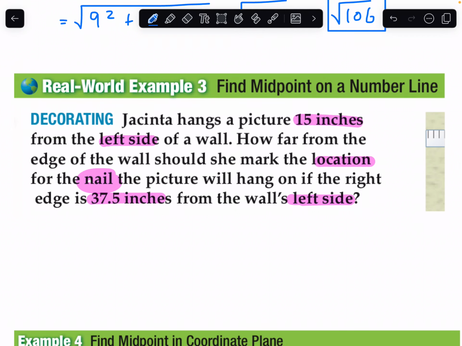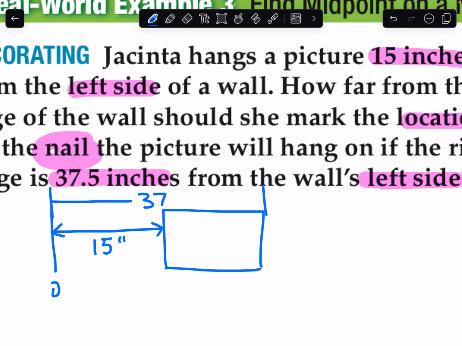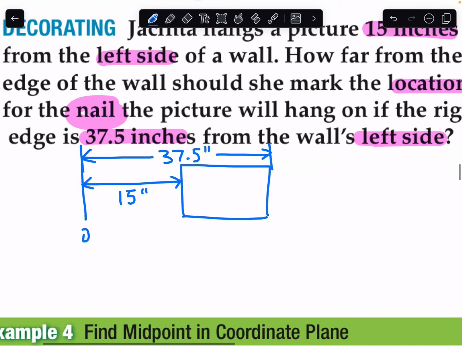If I have my left side of the wall, we'll call that 0. I then have 15 inches to the picture, and I have 37.5 inches to the far edge of the picture, which means I can think of this as two coordinates, one at 15, one at 37.5, and I want to know the midpoint between them.